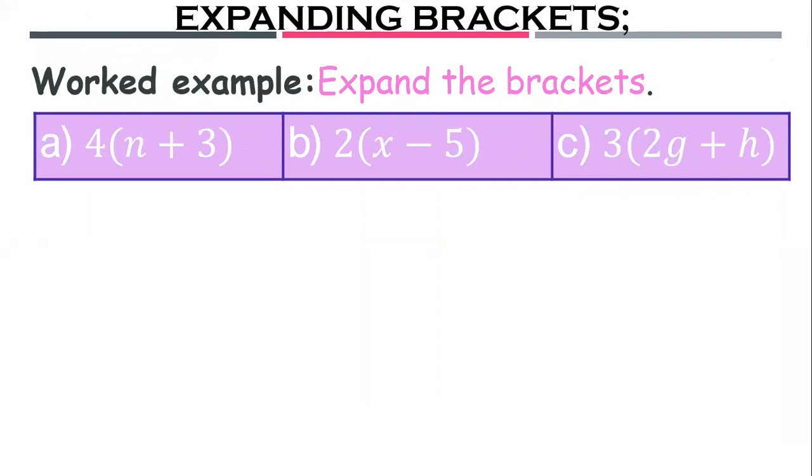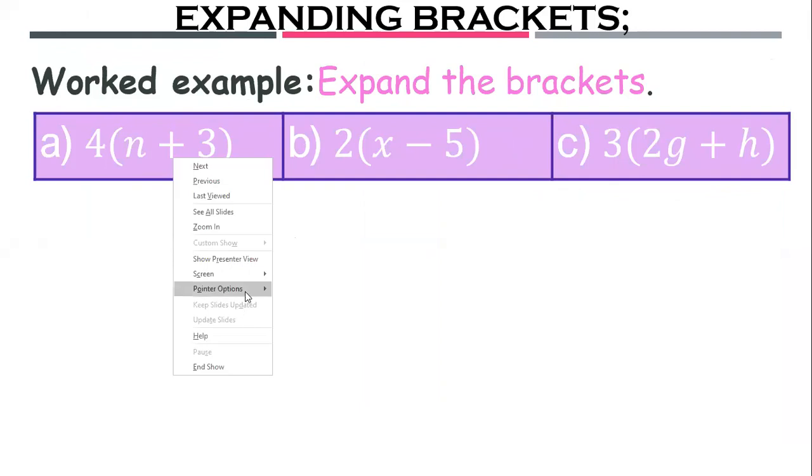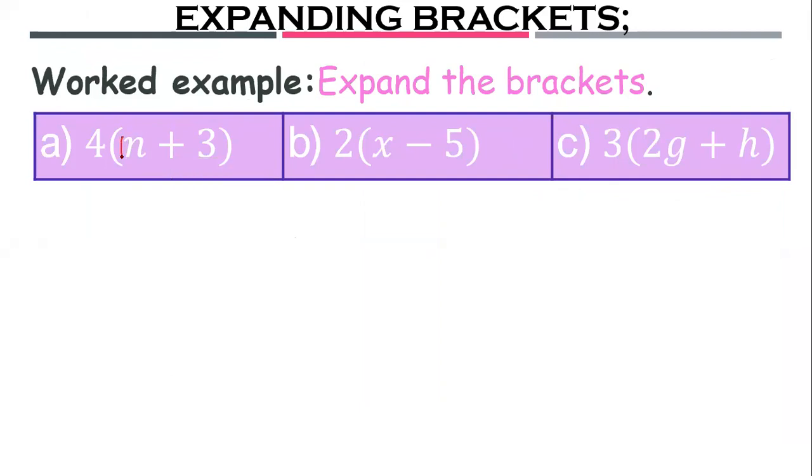Right now, what will you do if you want to expand the brackets? Remember that you should multiply the number that is outside with everything inside the brackets. Even though you don't have a number. If I don't have a number, I simply put what? We just put 1. So here, even though I don't have a number, I'm going to put 1. Here, I'm going to put 1. Here also, I'm going to put 1. Now I start expanding. So 4 times n will be 4n. And 4 times 3, it will be what? 12. Now, can someone answer the next one?